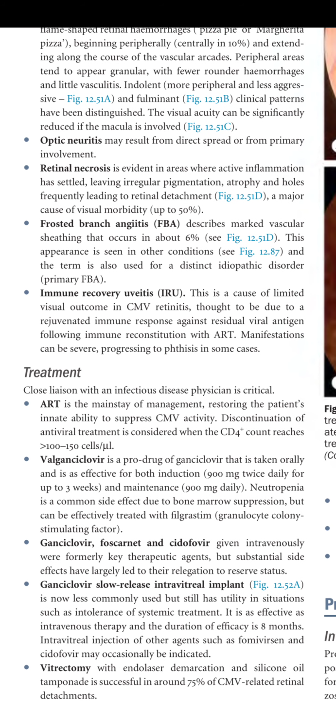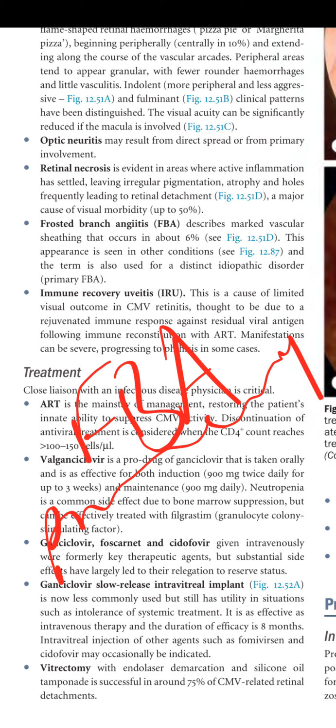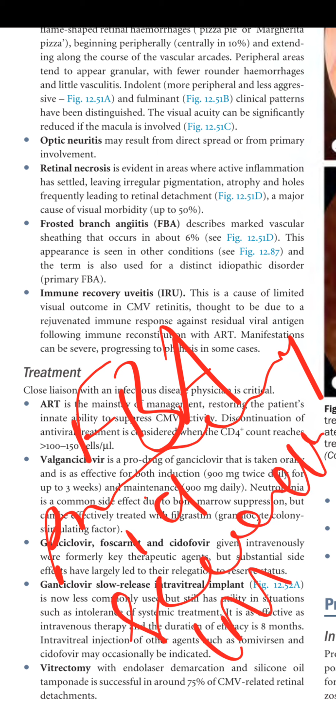Next is frosted branch angiitis. FBA described marked vascular sheathing that occurs in about 6%. This appearance is seen in other conditions, and the term is also used for a distinct idiopathic disorder, primary FBA. So basically there are two types of FBA: primary and secondary. The primary is idiopathic and the secondary is due to other conditions, especially CMV. We will discuss it in a later topic, and basically it is causing sheathing around vessels.